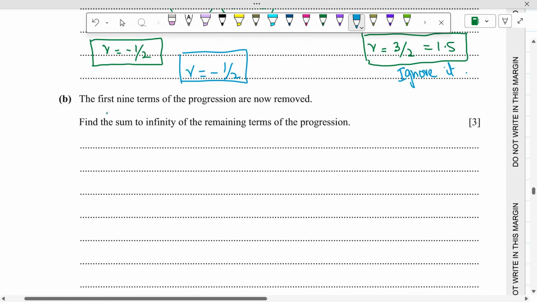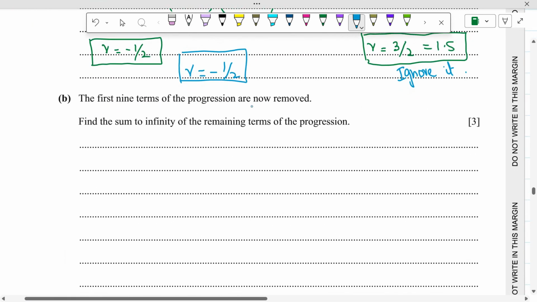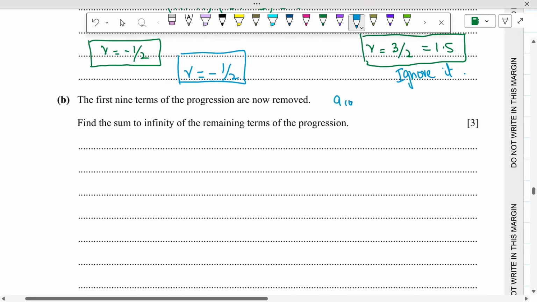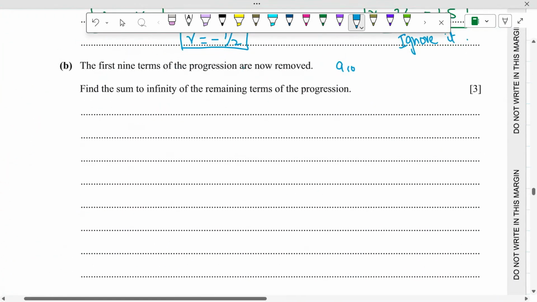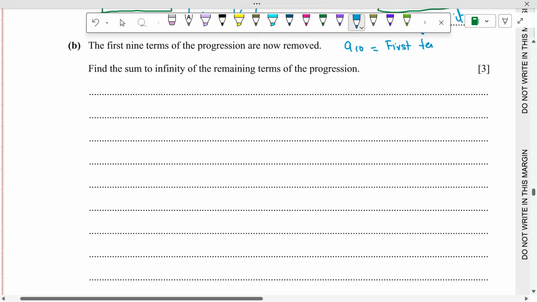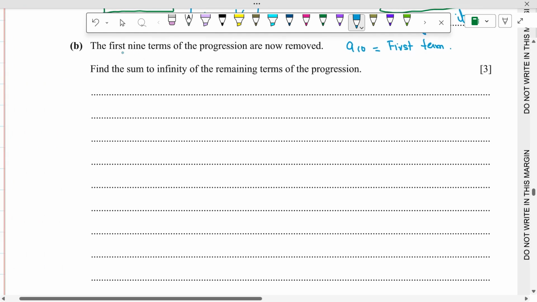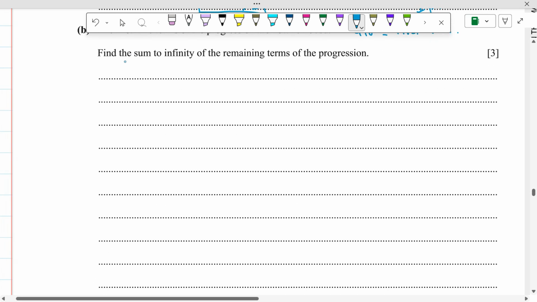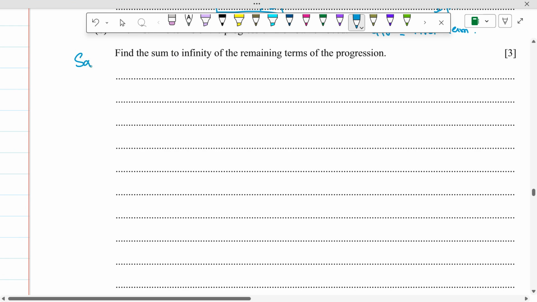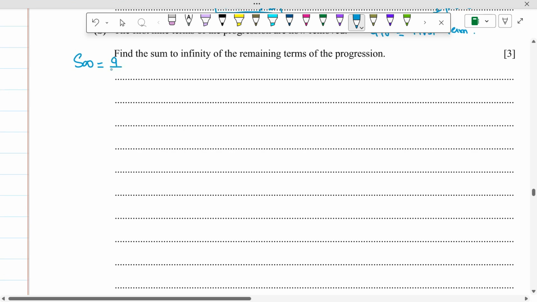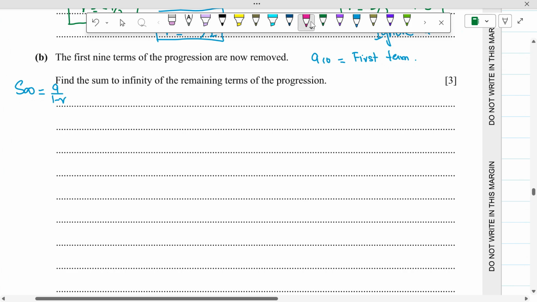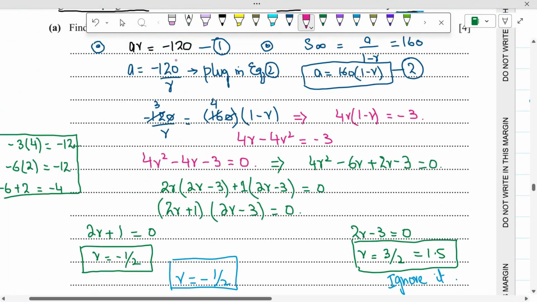Now part B, the first 9 terms of the progression are now removed. It means the first term will be A10 from this progression. This is the first term, because the first 9 terms have been removed. Find the sum to infinity of the remaining terms. So we need to find the sum to infinity by applying the formula A over 1 minus R, and in this case the first term will be A10. So first we find the 10th term from part A.